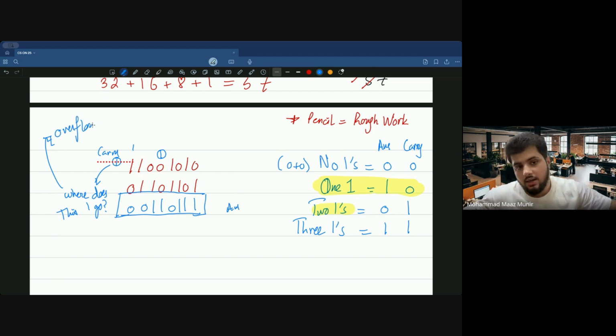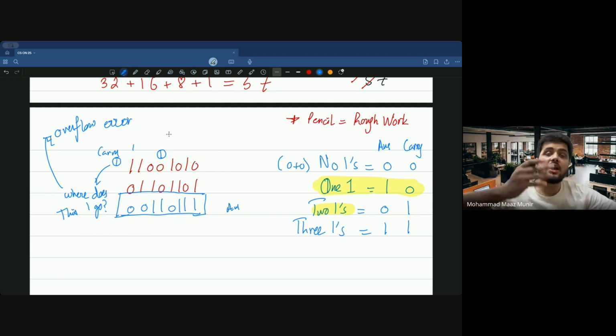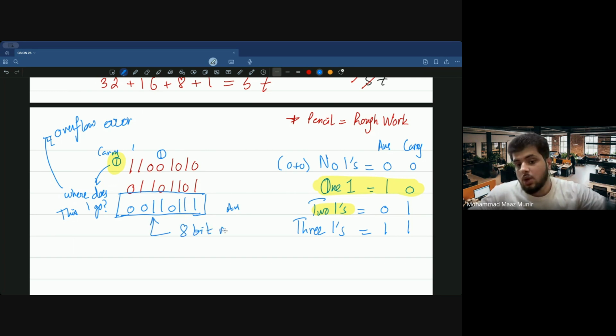Overflow error. So if you are asked in the exam where an error has been caused during the execution of the addition of two binary values, name the error, then you are supposed to write overflow error. Why is it an overflow error? Because we don't have a space for it. We already said that we only have an 8-bit register, whereas if I want to include this carry, it will go to a 9th bit, a 9-bit slot, but we don't have a 9-bit slot.